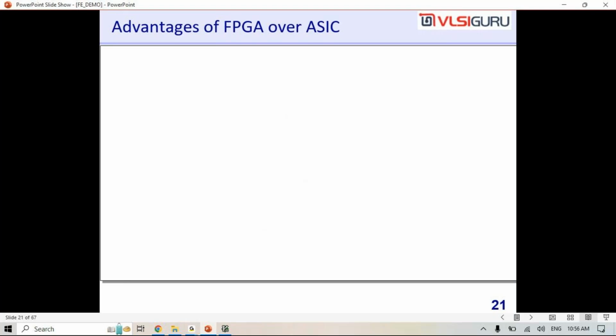Now, FPGA also has some advantages. What is the first advantage?